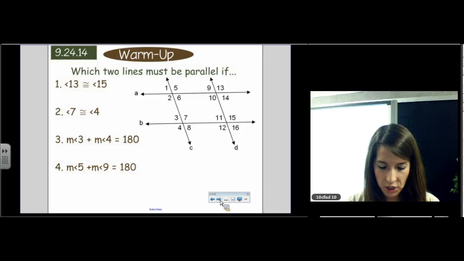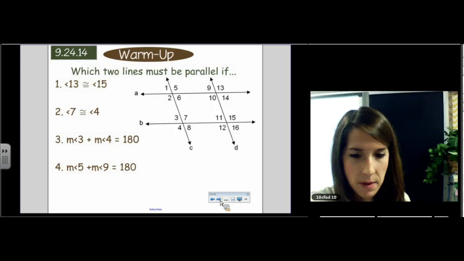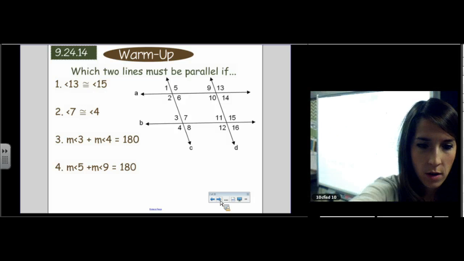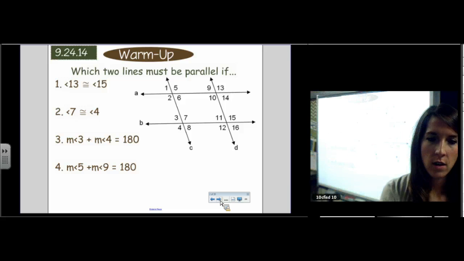I'm not sure if we did one like this yesterday. I can't remember. Which two lines must be parallel if... So let's do the first one together.